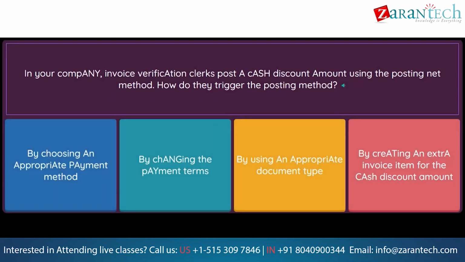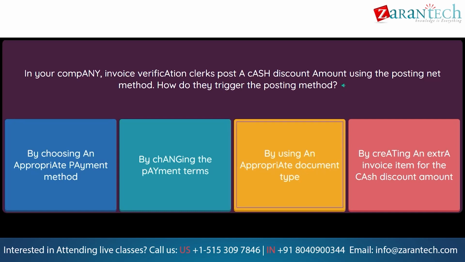Question: in your company, invoice verification clerks post a cash discount amount using the posting net method. How do they trigger the posting method? Option 1, by choosing an appropriate payment method. Option 2, by changing the payment terms. Option 3, by using an appropriate document type. Option 4, by creating an extra invoice item for the cash discount amount.